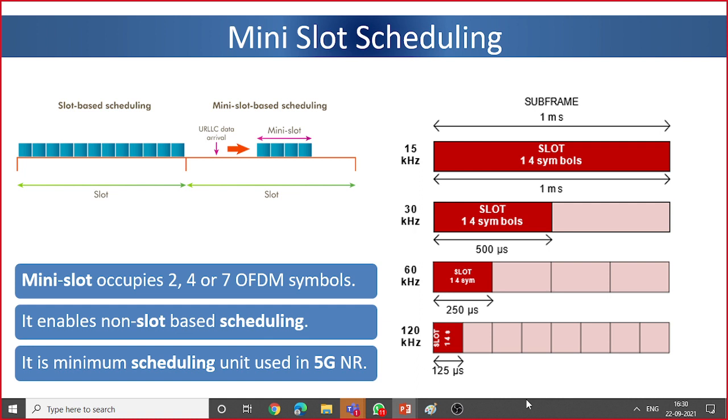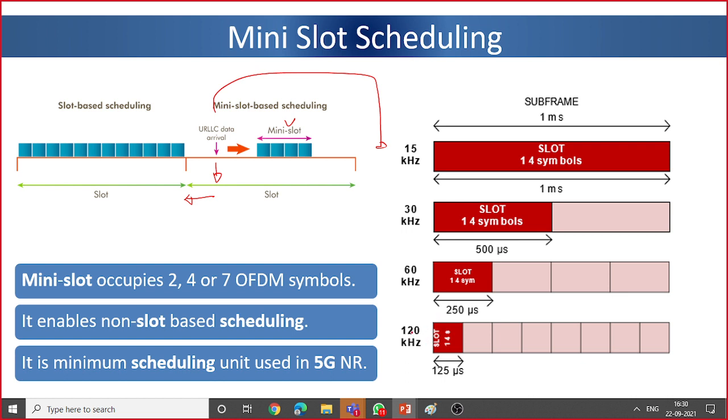Okay, I just have one more slide. So the concept of mini slot, I have already explained to you: what happens if data is coming, suppose it arrives at a place where the slot has already started. I will not wait for the next slot to come, but I can allocate the mini slot, right? So that I have good latency.